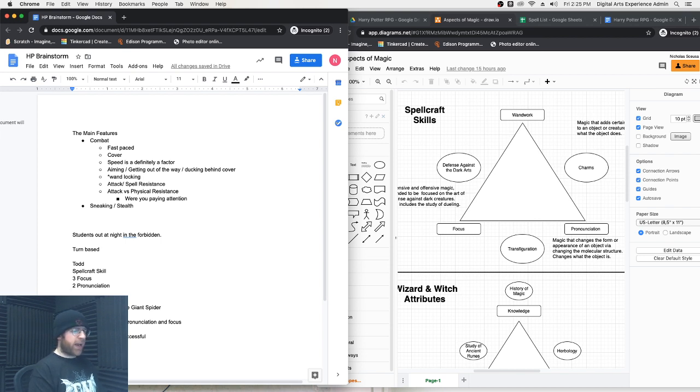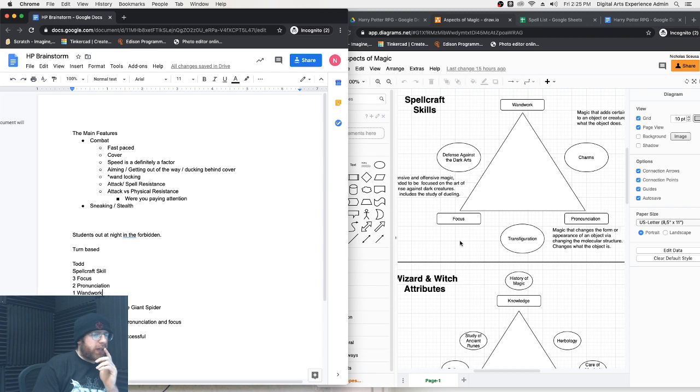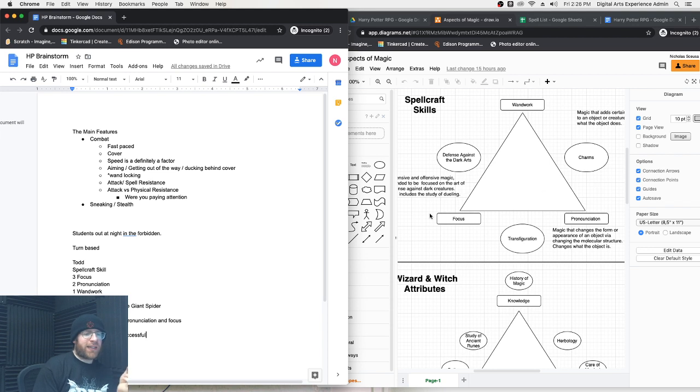Pronunciation. And what do we say? There's 1 left. So 1 in wand work. Right? So I think what we could do for that is we can have this essentially be a bonus. So no matter what kind of spells you cast, whatever die you roll, you can add these to your bonus. So for example, that way it doesn't limit you from casting any spell if you're weak in one area. It just means that you're less likely to succeed.